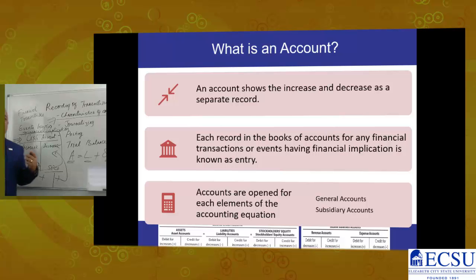Similarly, you might have plant and machinery. That's a general account, but you will have different kinds of machinery. So for each of them, we'll be opening an account. So that is a subsidiary account.